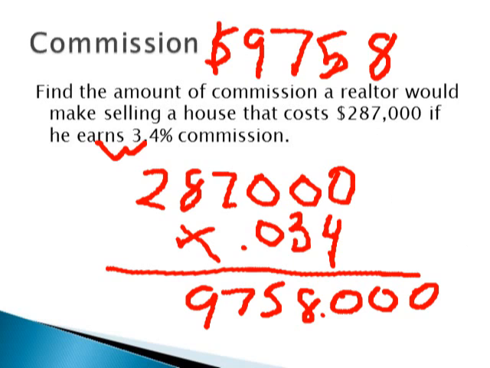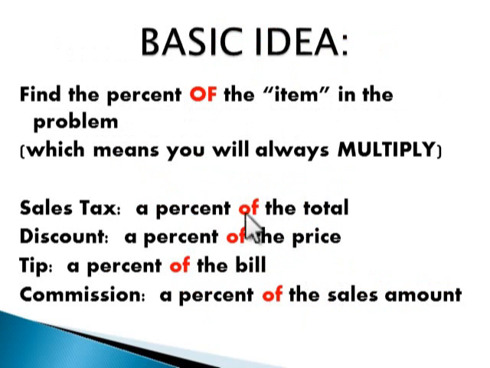Okay, so once again, just to review, you will always be multiplying the percent changed into a decimal by the other number in the problem. Sometimes you have to add it to the item that you're multiplying, like if you're finding a total cost, or if it's a discount and you're finding a sale price, you'll have to subtract.